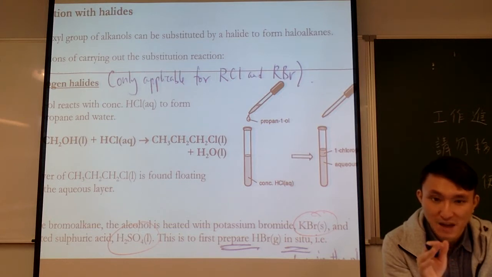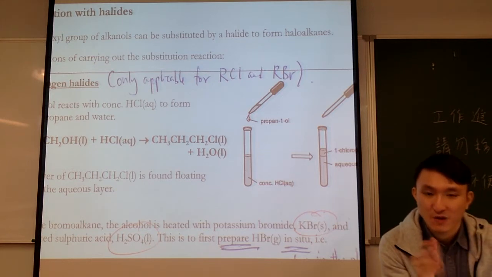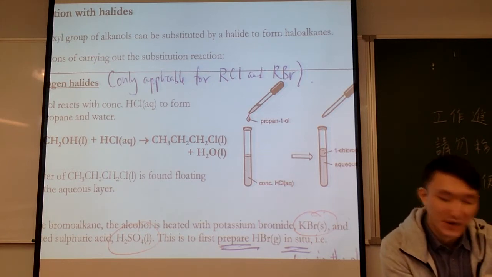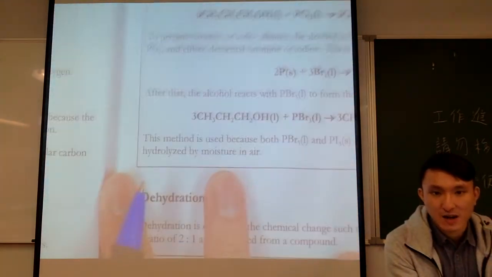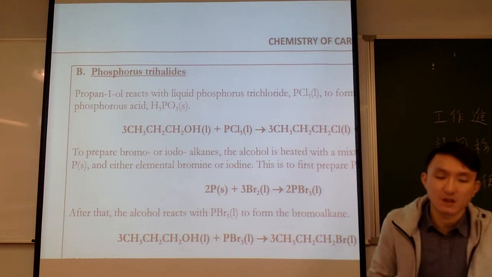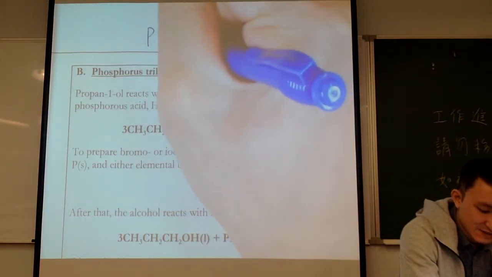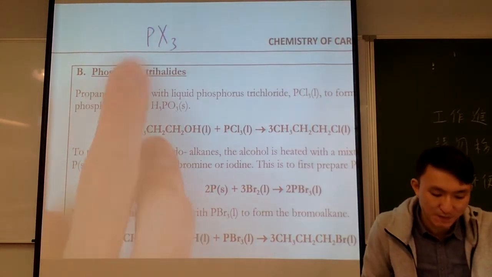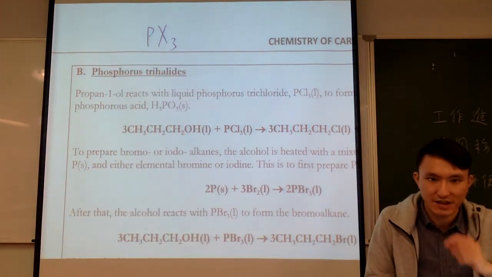But simply, we won't make any fluoroalkane from alcohol. Okay. Now let's look at another method to accomplish the substitution reaction. So here we use something called phosphorus trihalide, PX3. Phosphorus, trihalide, so three of them, so PX3.